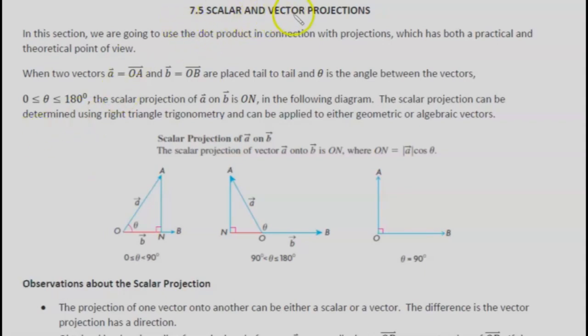Okay, 7.5 scalar and vector projections. So in this section, we're going to use the dot product in connection with projections, which has both a practical and theoretical point of view.